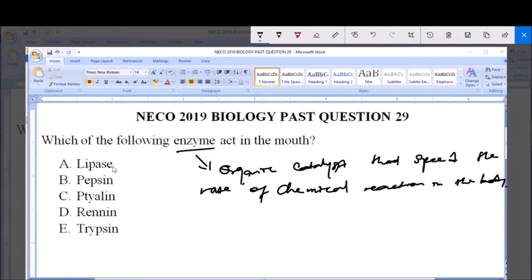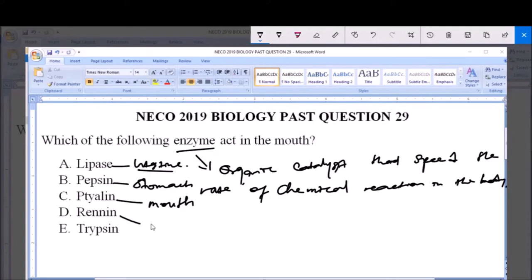Option A here says lipase. Now lipase is an enzyme that acts on fats, and you find this lipase in the small intestine. Now pepsin is an enzyme that acts on protein, and you find pepsin in the stomach. Now enzyme ptyalin is an enzyme that acts on cooked carbohydrates, and you find ptyalin in the salivary gland, present in the mouth.